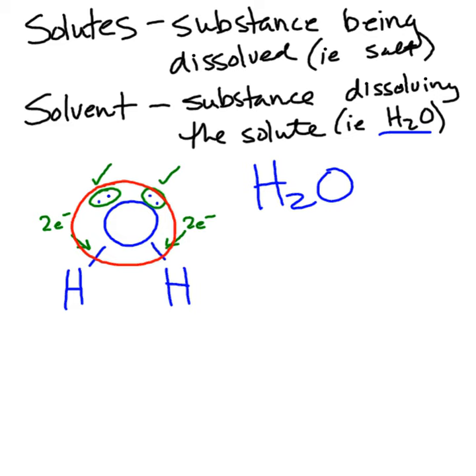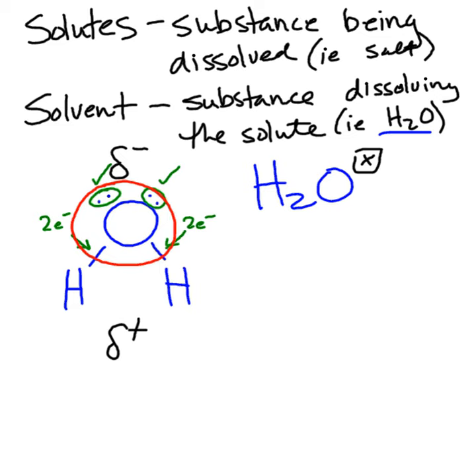So what we're going to do is we actually assign a slight, which is delta, negative charge to the oxygen, and slight positive charges to the hydrogens. So again, we're neutral. There's no charge here.